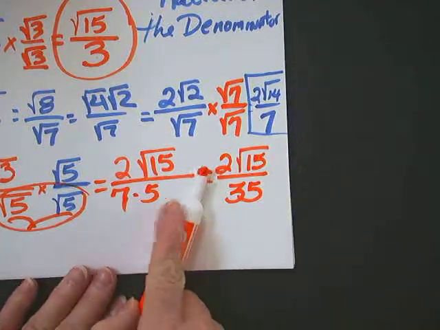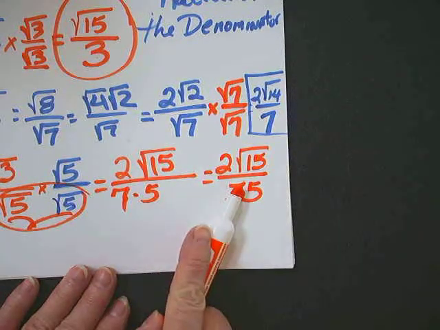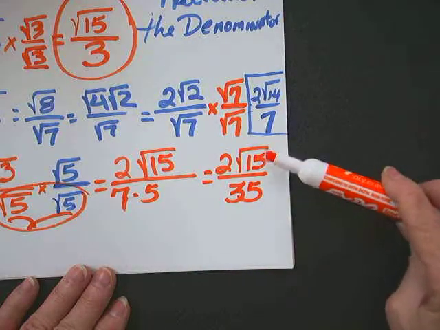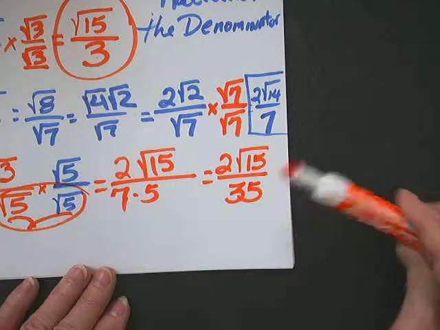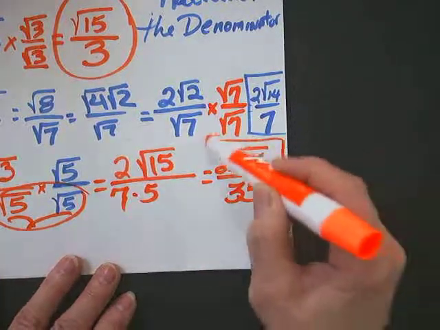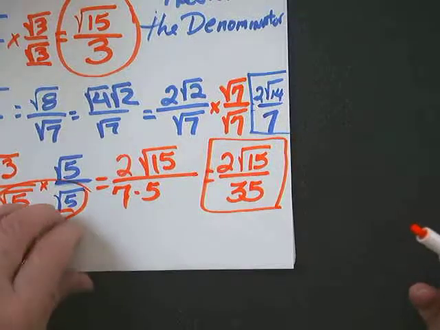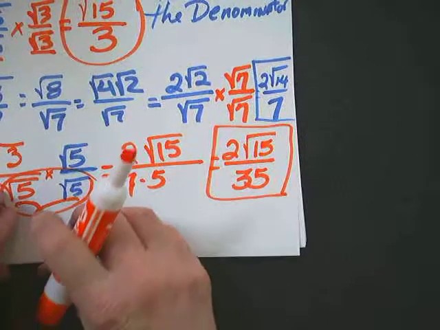Okay, right here, you can look to see if there's a way to simplify it. If this had been a multiple of 5 or 7, we could have simplified this part. You cannot do this part, the square root and the number. You can't do any canceling here. So this cannot be simplified any further.